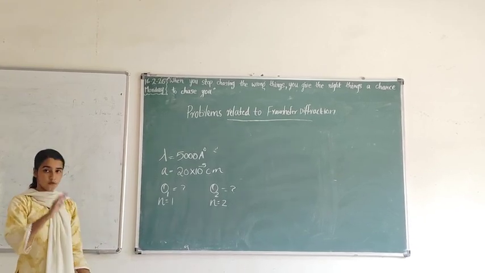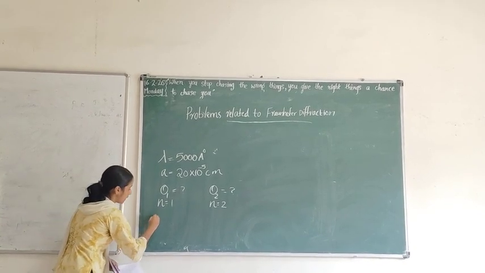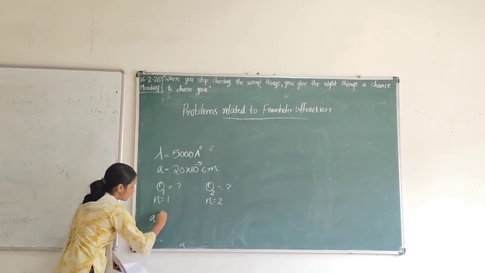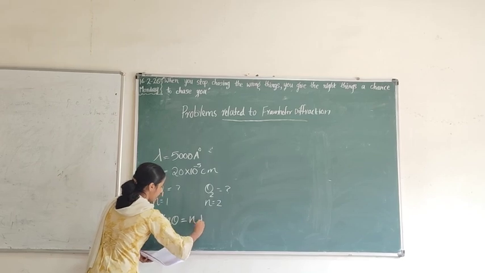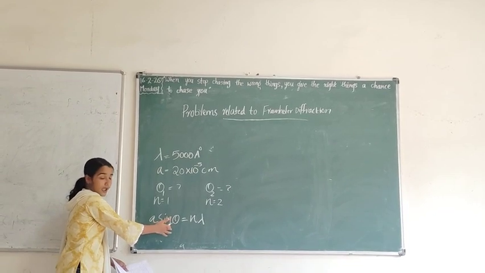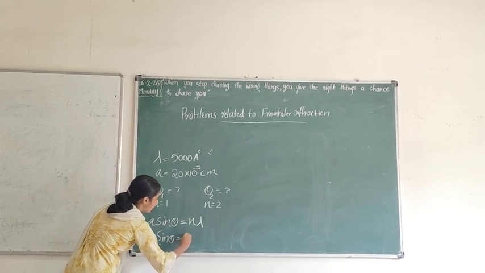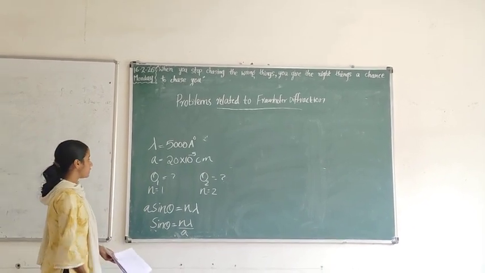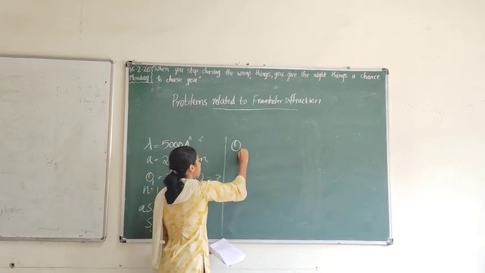We know the condition for minima in the single slit diffraction is A sin theta is equal to n lambda, right? So we want to find the angle, so sin theta is equal to n lambda by A. This is the equation. Okay. First we want to find theta 1.